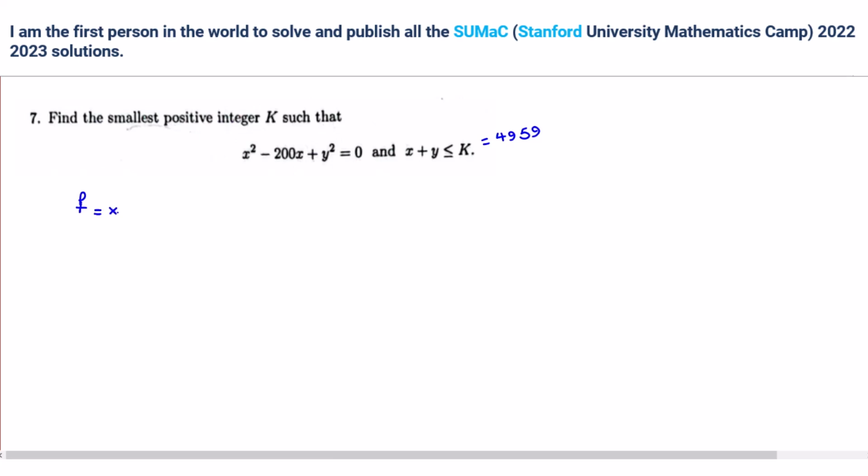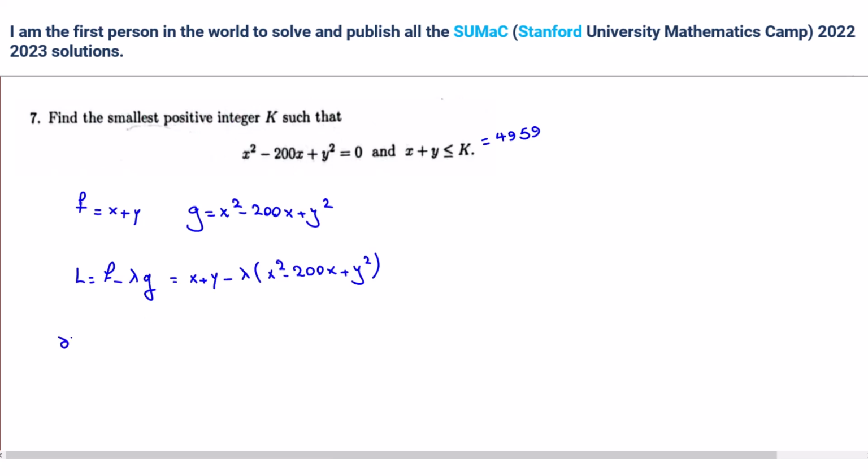f is x plus y. g is x squared minus 200x plus y squared. We had a similar problem in the open section, so the difficulty is similar to the open section problems. So it is f minus lambda g: x plus y minus lambda times (x squared minus 200x plus y squared), right?